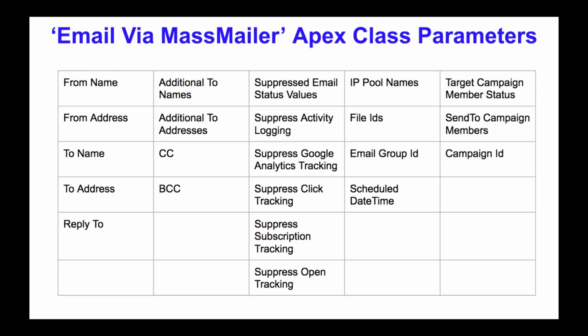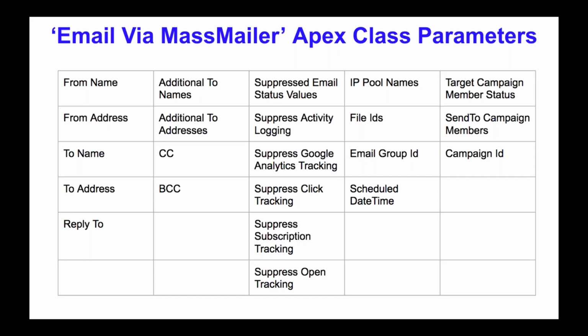And then send to campaign members. So this is used when you actually want to send mass email to all the campaign members. You would just say, hey, I want to send it to all campaign members. Campaign ID is the required field. That way you can filter which campaign ID that you're actually going to use for sending out emails. So at a high level, these are the options that we have.